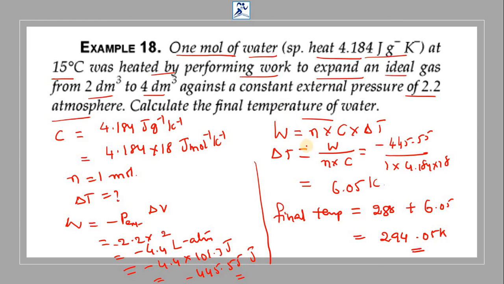Here W is equal to nCΔT. In this, the W value magnitude only we are taking. So the final temperature is 294.05 Kelvin.